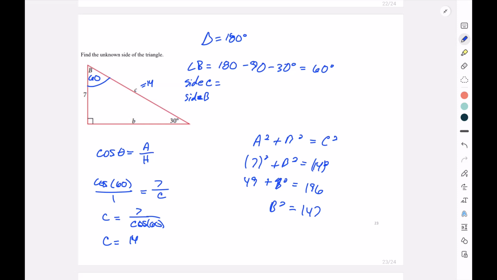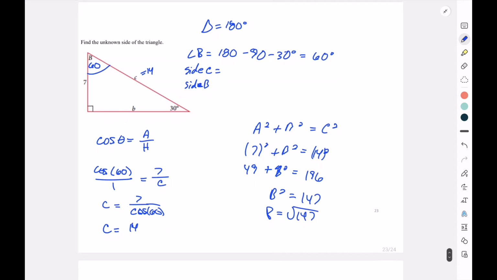If we try to get rid of the square and we do the square root, we get b is equal to the square root of 147, but we can simplify that. So we know that 49 times 3 is 147. So we do 49 times 3. We will get that b is equal to 7 square root 3.